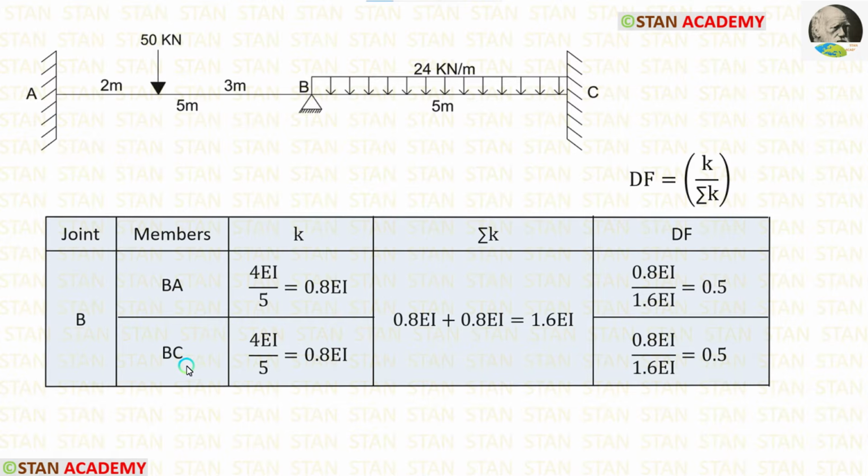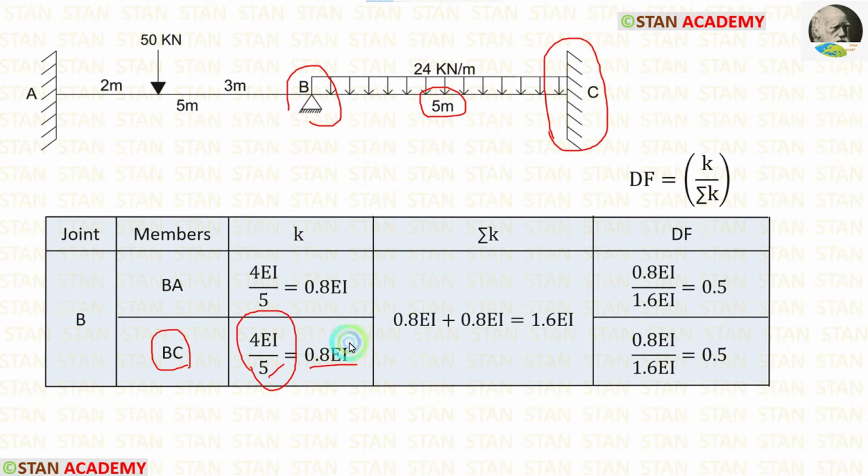To calculate the stiffness for BC, from the joint B, we have to look at the point C. In the point C also, we are having a fixed support. If the far end is fixed, the formula is 4EI upon L. The length of BC is 5 meter. Let us apply that. Here also, we are getting 0.8 EI.